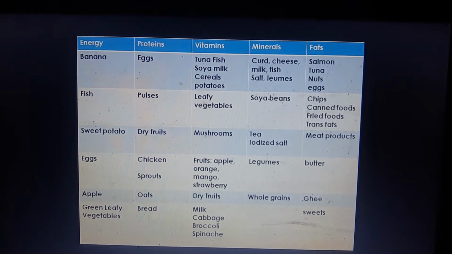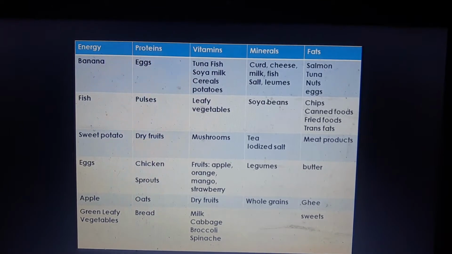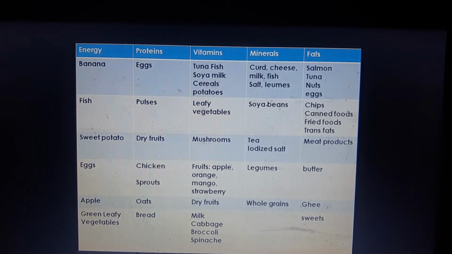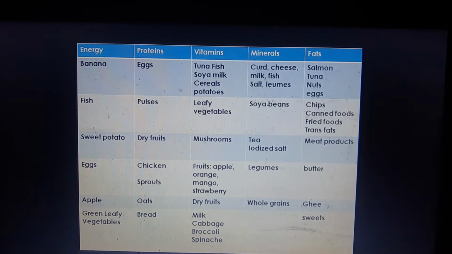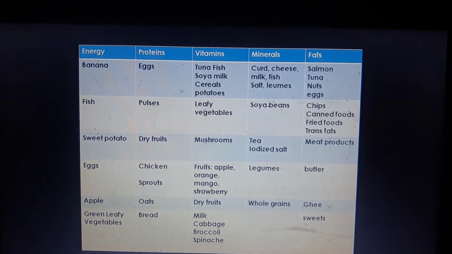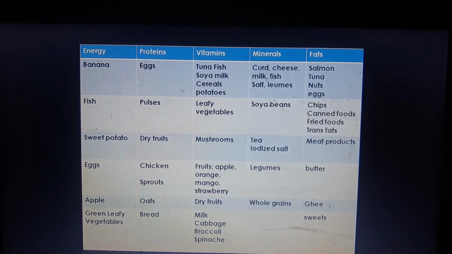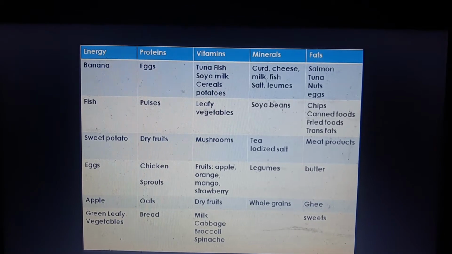If we need to get energy, we need to take banana, fish, sweet potato, eggs, apple, green leafy vegetables. Even there are preparations like glucose powder, which is readily available in pharmacies. To get the proteins, we need to depend on the eggs, pulses, dry fruits, chicken, sprouts, oats and bread.